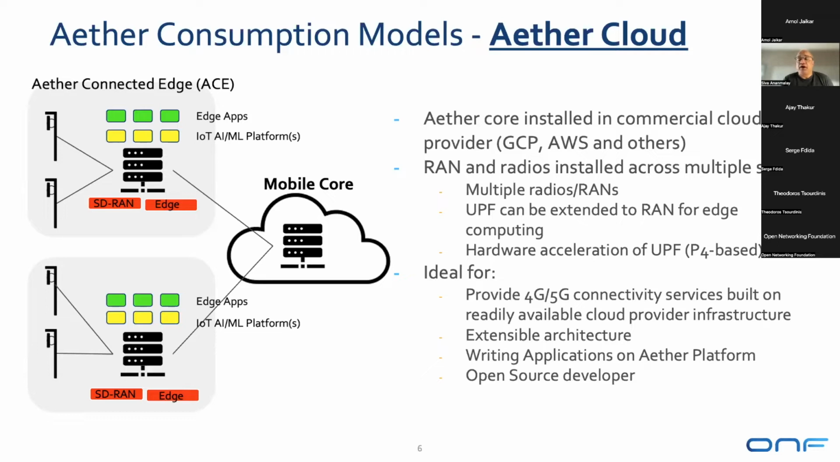This is also extremely popular with people who don't want to deploy the physical hardware for the core in their own network and would rather rely on the likes of Google Cloud, AWS, and others. It has the same type of flexibility, and the UPF can be extended to the RAN for edge computing. This is really ideal for 4G, 5G connectivity services where there's a readily available cloud provider infrastructure. It makes it easy to get started. Simply sign up for your account and start going. They provide all the compute capability. Also very valuable for writing applications on top of the Aether platform.